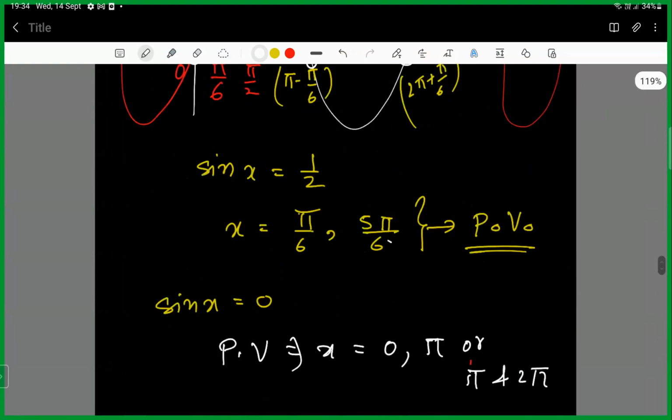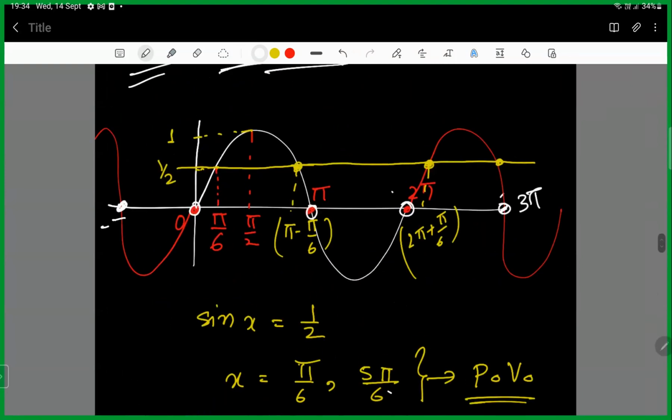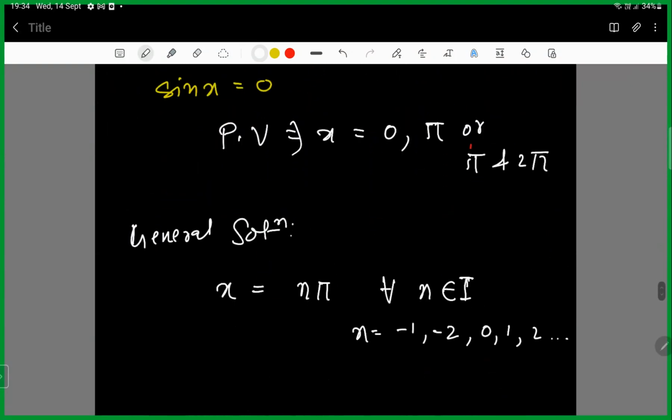Same thing will go in the negative direction. This is what? Minus pi, right? If you put n is equal to minus 1, what will you get? Minus pi. n is equal to minus 2, you get minus 2 pi. Everywhere the value is 0. So that is for sin x is equal to 0. Principal value is 0 and pi, or pi and 2 pi. And general solution is n pi, n belongs to integers. All integers. Understood what is principal and general solution?